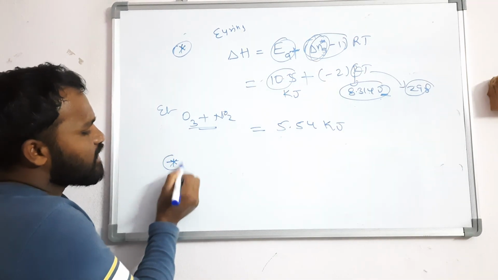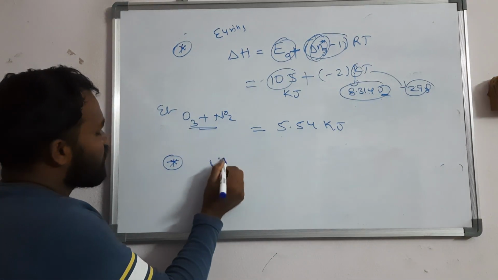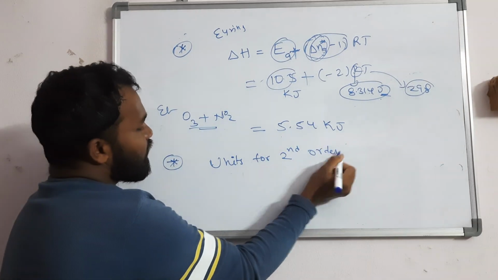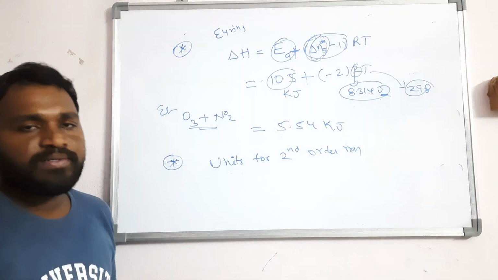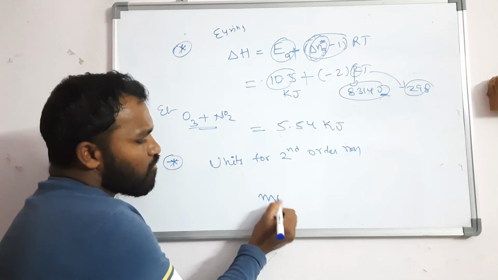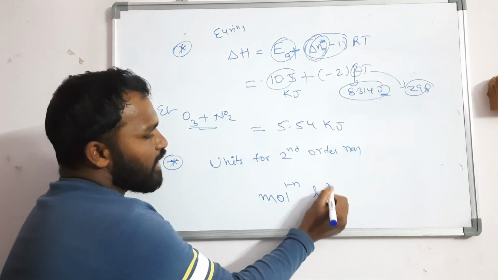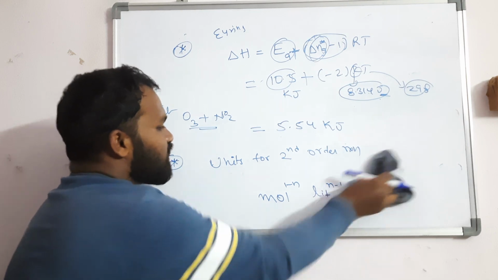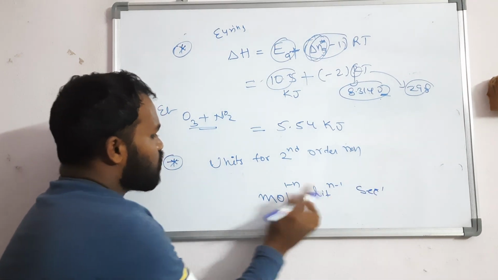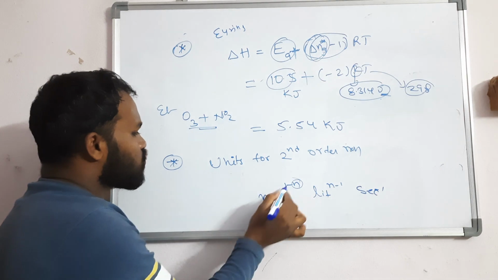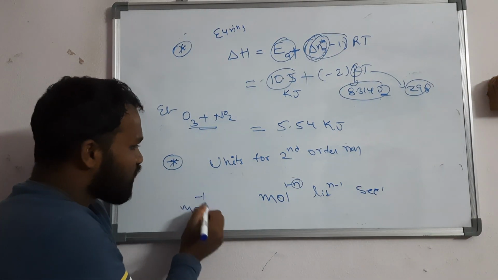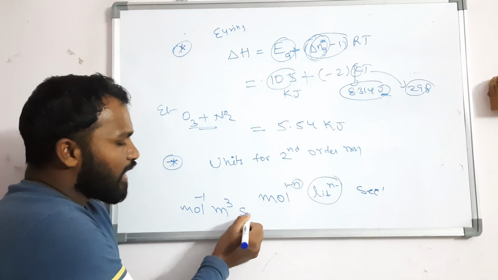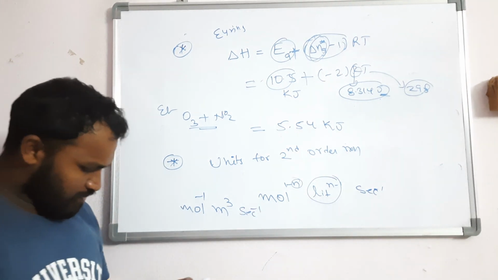A simple question from kinetics: what are the units for a second order reaction? This is a simple question they asked. Generally the units are moles power 1 minus n, liter power n minus 1, time inverse. In place of time, they gave second inverse. Here n, the order, is 2. So the answer is mole power minus 1, liter power 1. Liter is nothing but 10 power minus 3 meter cube, and second power minus 1. This is the answer.